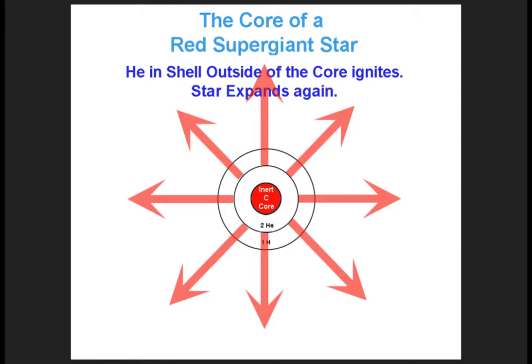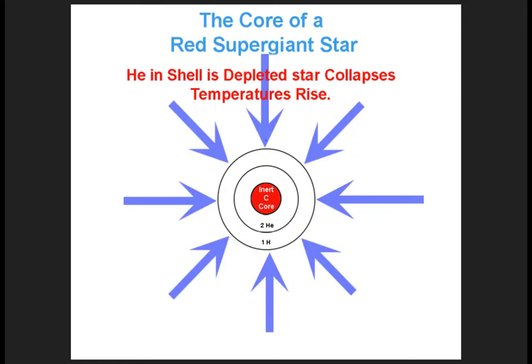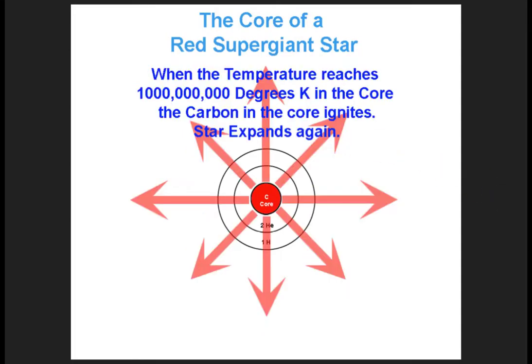Next, the helium in the shell is depleted. The star is going to collapse again, temperatures will rise. This time temperatures rise to 1 billion degrees and the core is now carbon. Carbon burns at 1 billion degrees. Now the carbon core will ignite and the star will expand again. So now let's review and see what's happened so far.